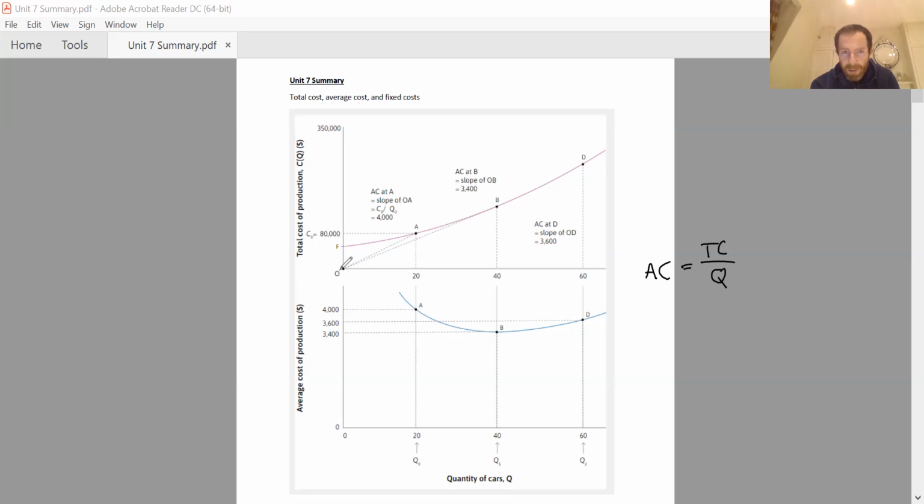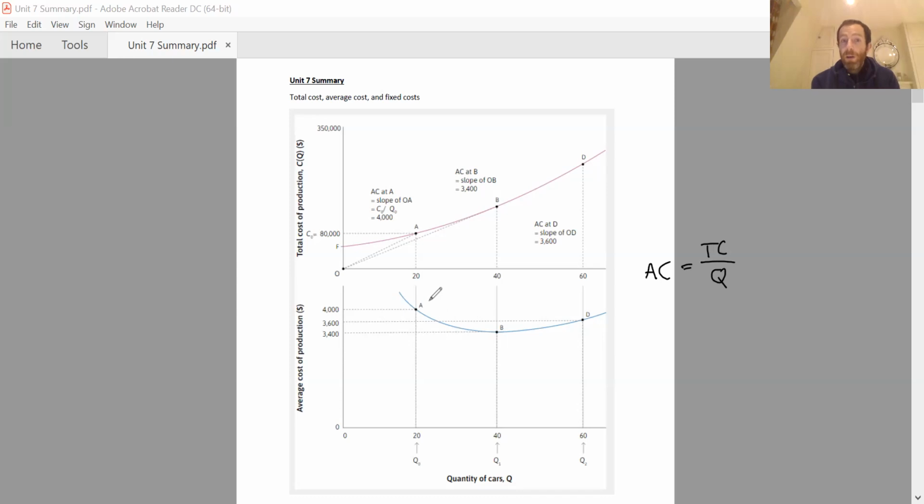And if I did a line from O to D, you would see that it would be sort of in between in terms of steepness, right? And that's why we see average cost at D is above B, but below A. So those are the first important ideas: total cost and average cost.